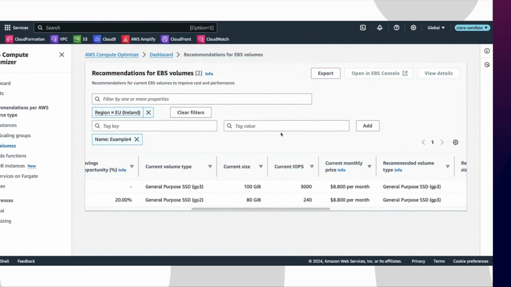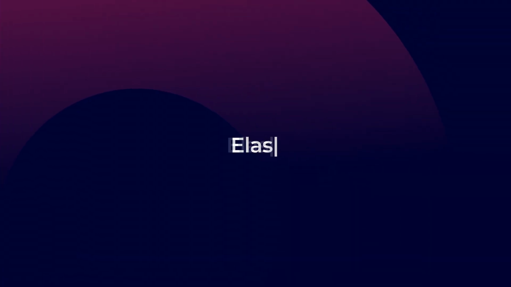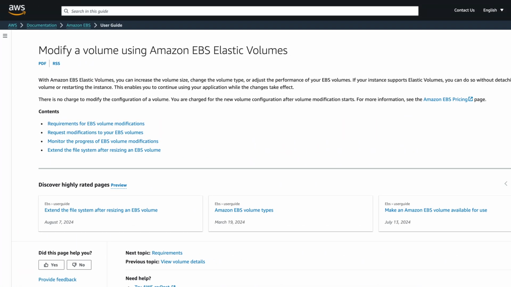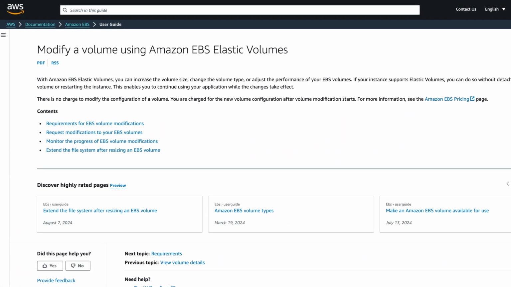So elastic volumes, this is a feature of Amazon EBS, and it allows you to dynamically modify the size, the performance, and the type of your EBS volume.